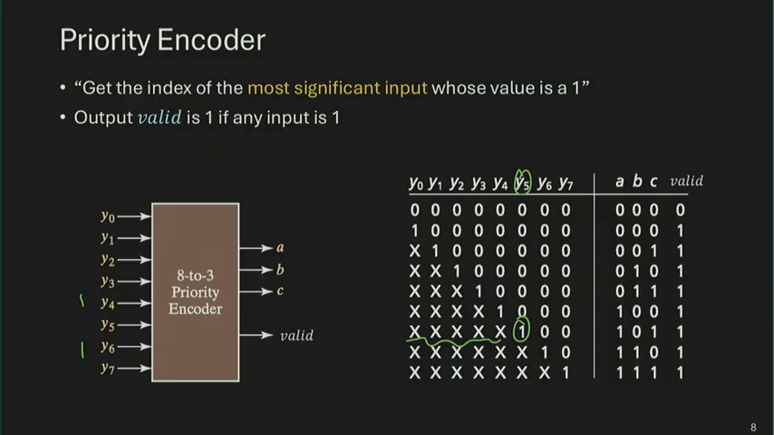So really, this priority encoder gets the index of the most significant input whose value is a 1. So the input bit with a higher index has a higher priority. And this allows us to break a tie in the presence of multiple ones at the inputs.